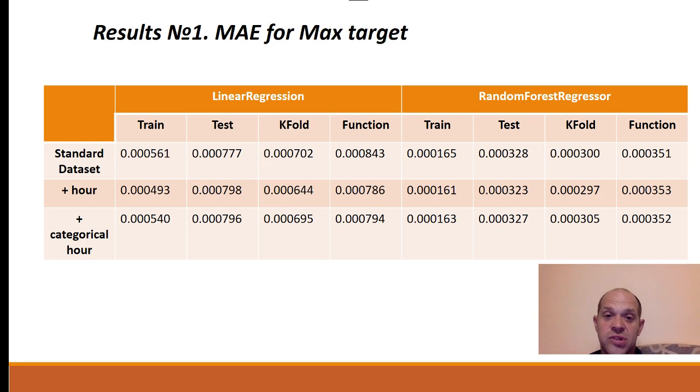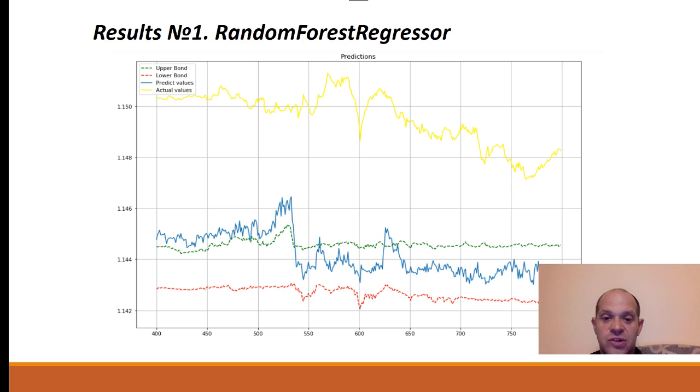So here are the results for the max target variable, and here the results for the min target variable. Since random forest regressor works better than linear regression, let's plot the graphic for the predictions. As you can see, the prediction values are pretty far from the actual values, and I can say that random forest regressor doesn't work very well.